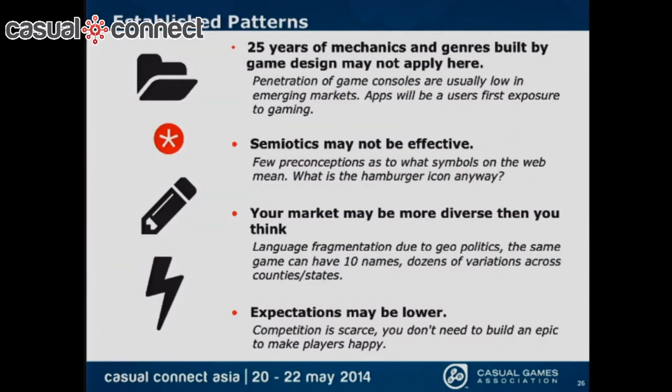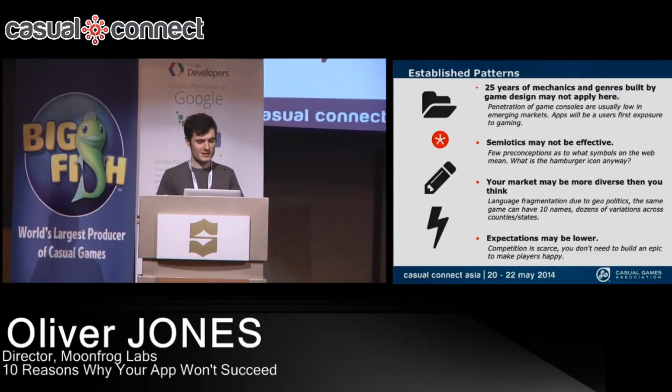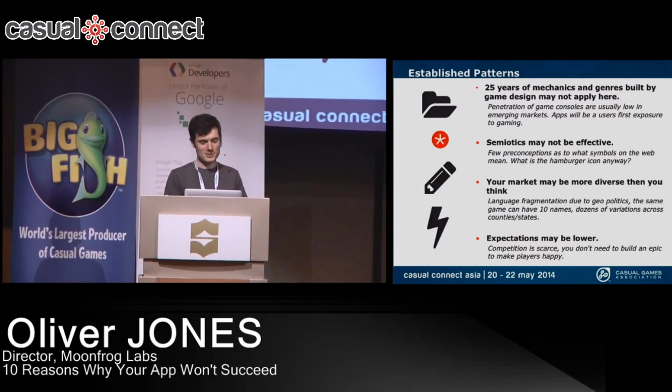So for those people who are just buying a mobile phone, everything goes out the window. In game design, we've worked hard to build up genres and complexity in our games, but that doesn't exist anymore because these guys' point of entry is through apps. This is their point of entry into games in general. So things like semiotics, those symbols that we're all used to, may not mean anything anymore. If anyone knows the hamburger icon, it's like three lines, one on top of the other. We know what that means, but I doubt that people in emerging markets would understand or really recognize it. Things like pencils, however, pretty universal. We'd probably get away with that.